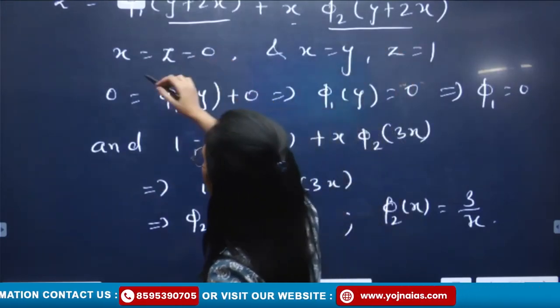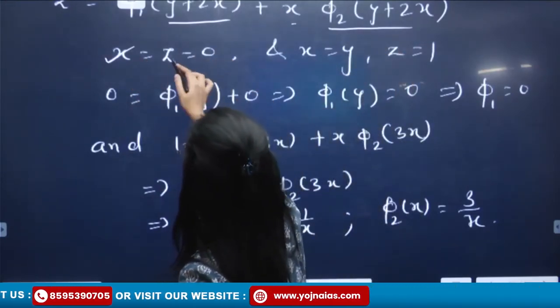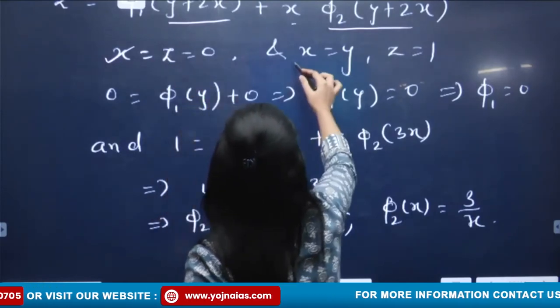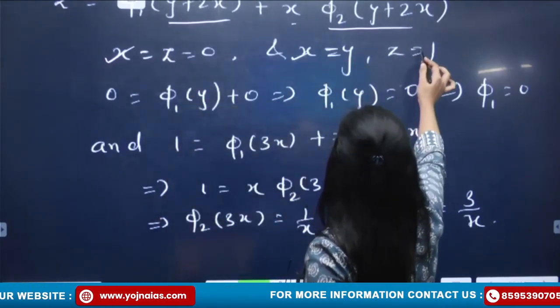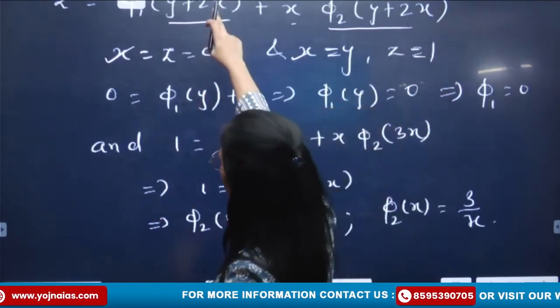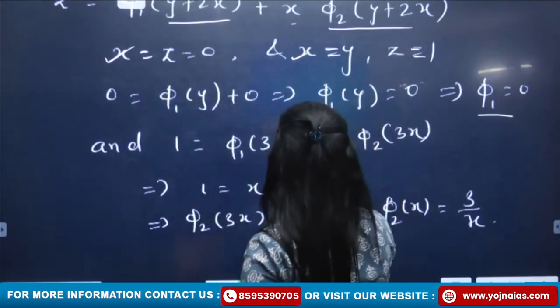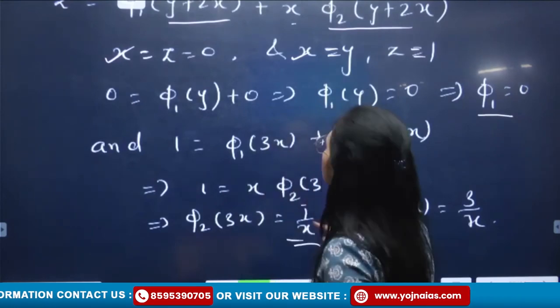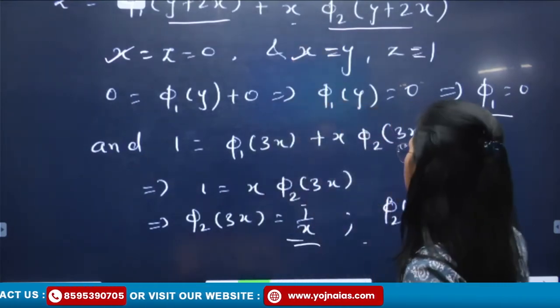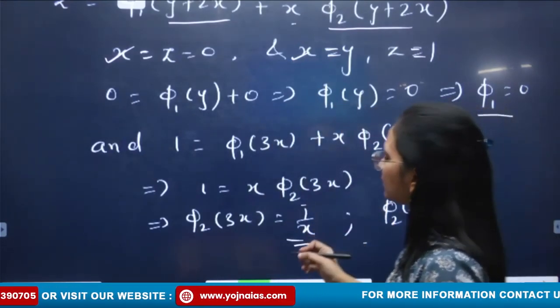And then the conditions given are x = z = 0, and x = y and z = 1. Put these values in these conditions and we will get φ1 = 0 and φ2 = 1/x. Put these values and our solution is obtained. Okay, what will z become?